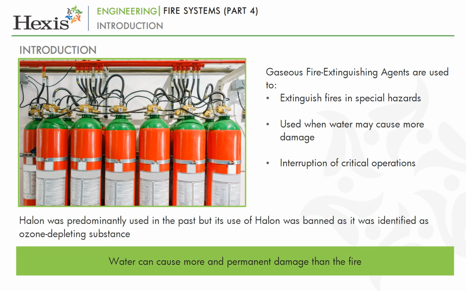Halon was a common gaseous agent used in the past for protecting critical spaces from fire. However, it was later identified as an ozone-depleting substance and its production was banned in 1994. Since then, many other alternatives have also been found to have ozone-depleting potential and they are still in use pending discontinuation in the near future.